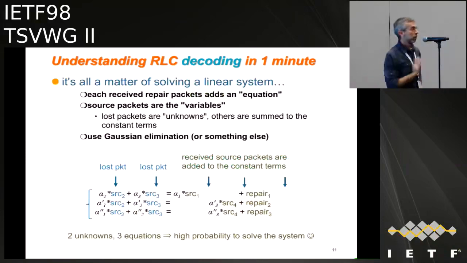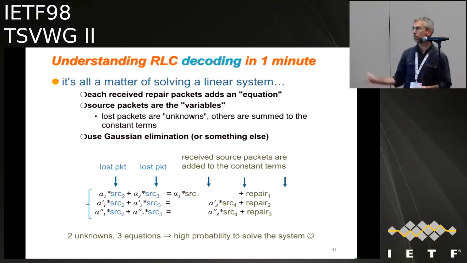So this is all you need to know for encoding, and decoding is pretty simple. You have a linear system, and it's just a matter of solving a linear system using whatever you want, Gaussian elimination, for instance. Each time I receive a new repair packet, in fact, I add a new equation in this linear system. So it's just a matter of determining whether this linear system is solvable or not. If it is solvable, then you can recover those source packets that have been lost during transmission. Next.